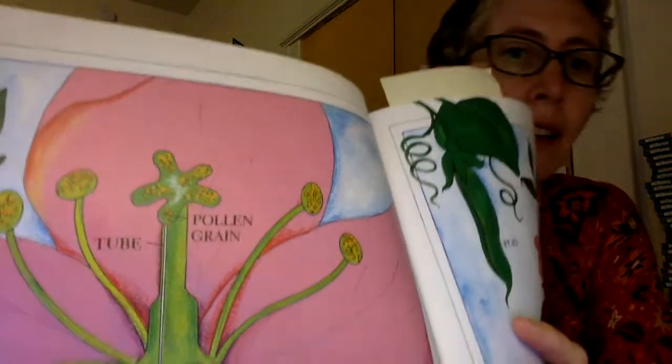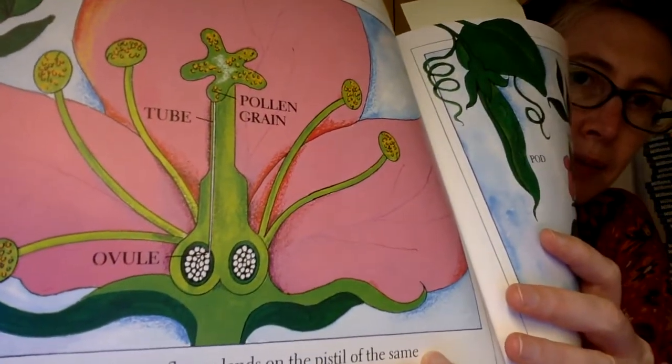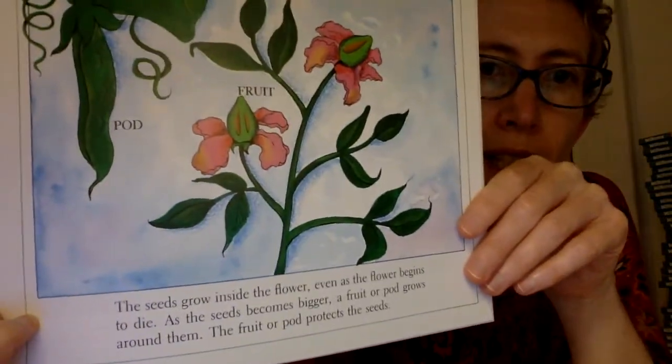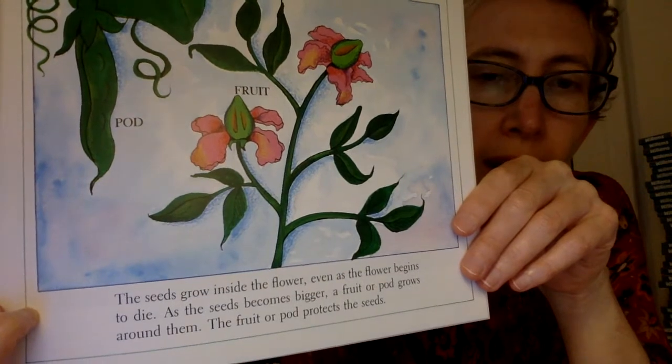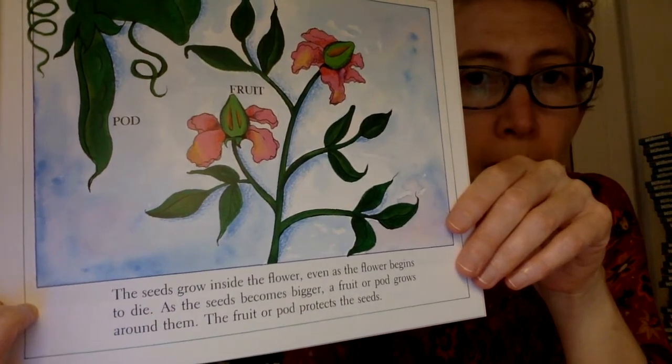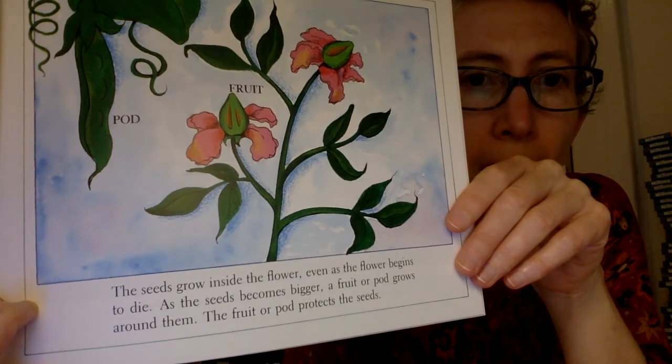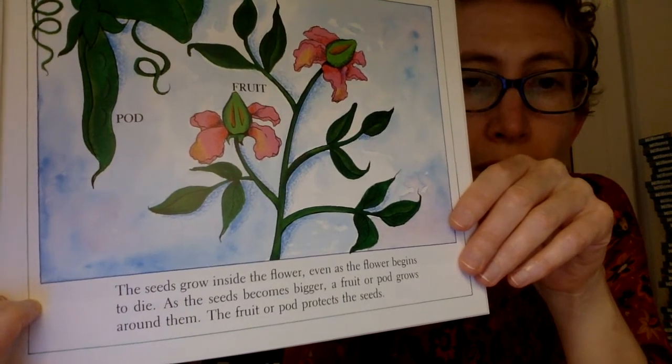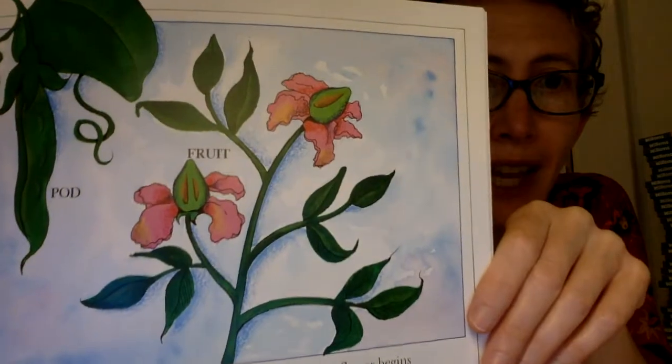If a pollen grain from a flower lands on the pistil of the same kind of flower, it grows a long tube through the pistil into an ovule. This is the beginning of a seed. The seeds grow inside the flower, even as the flower begins to die. As the seeds become bigger, a fruit or pod grows around them. The fruit or pod protects the seeds.